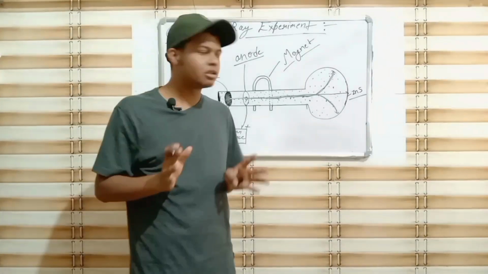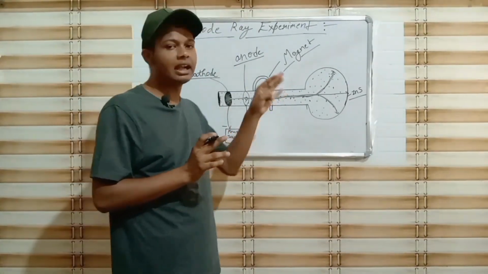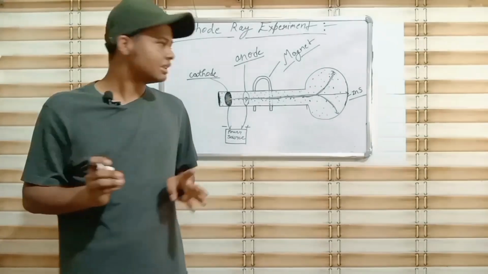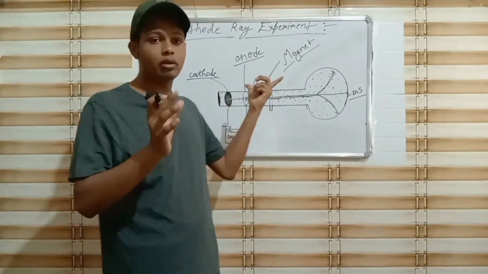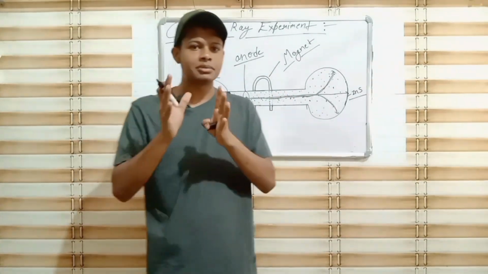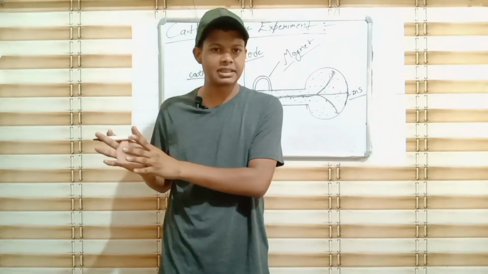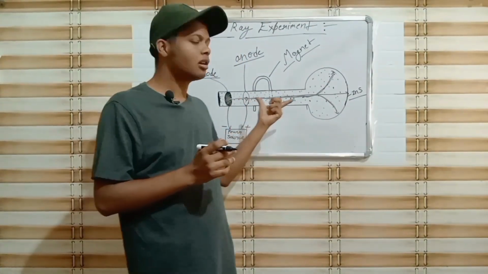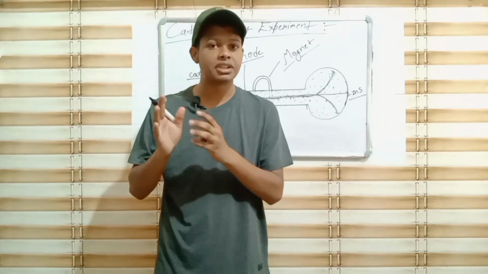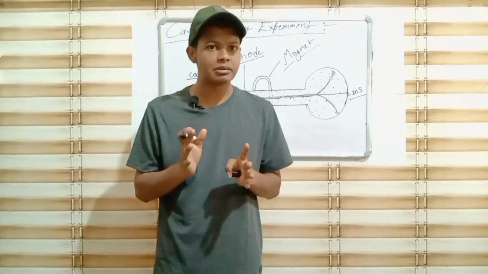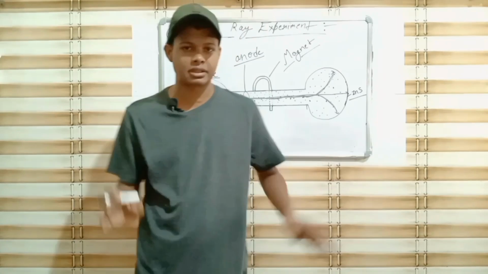By the conclusion that he got from the magnetic and electric fields, he said that the beam or cathode ray is made of something smaller than an atom. He said that the cathode ray or beam is made of negatively charged particles. He named those negatively charged particles electrons.